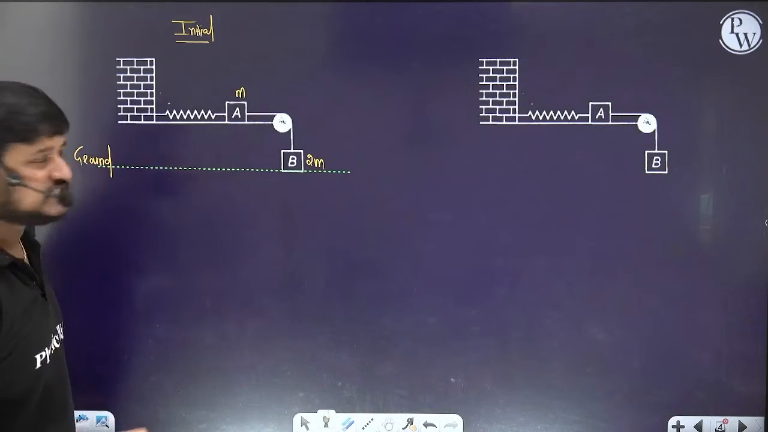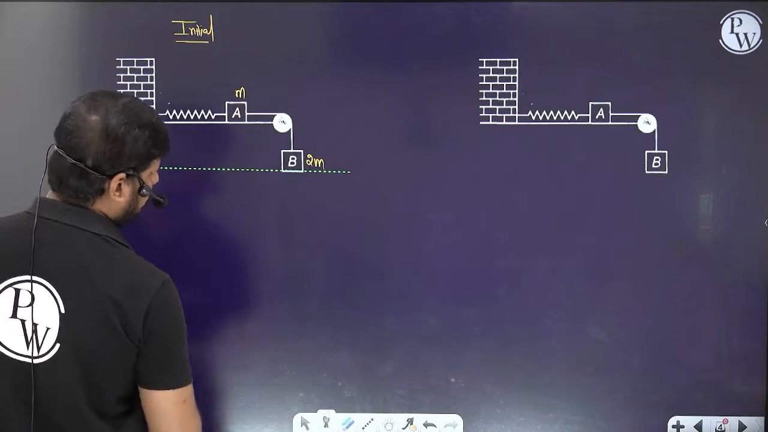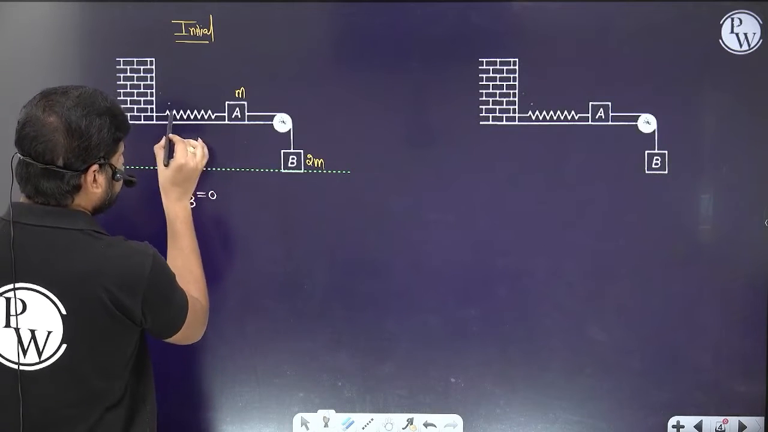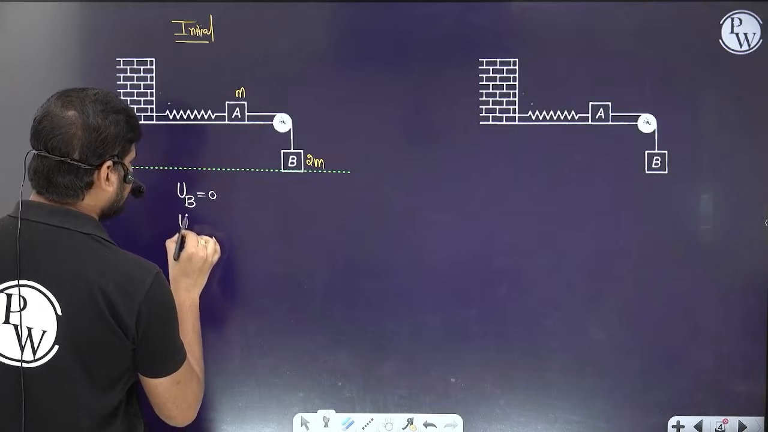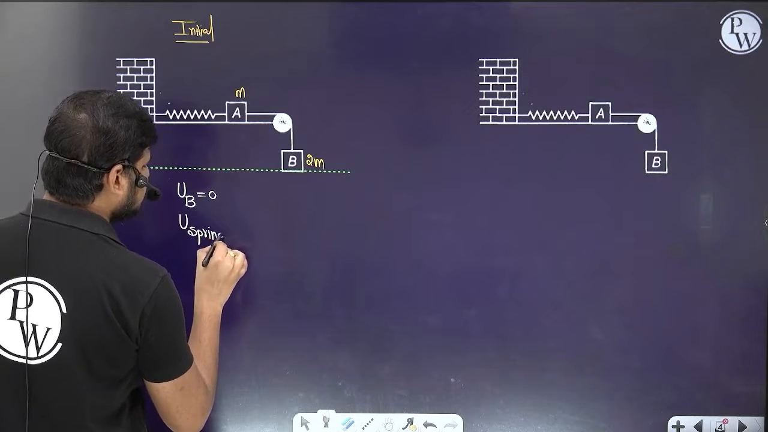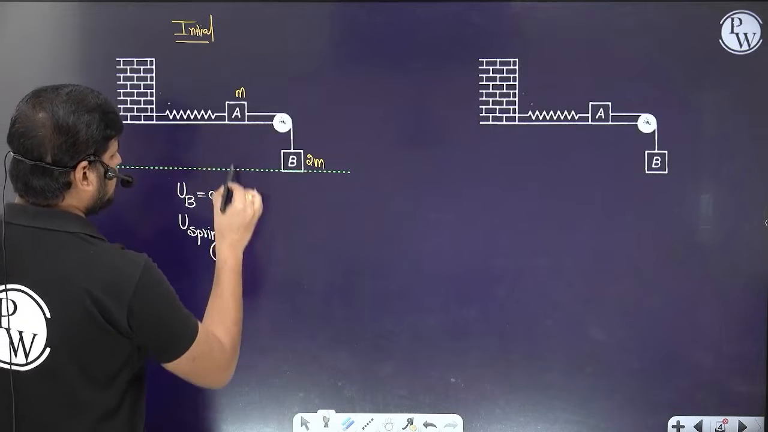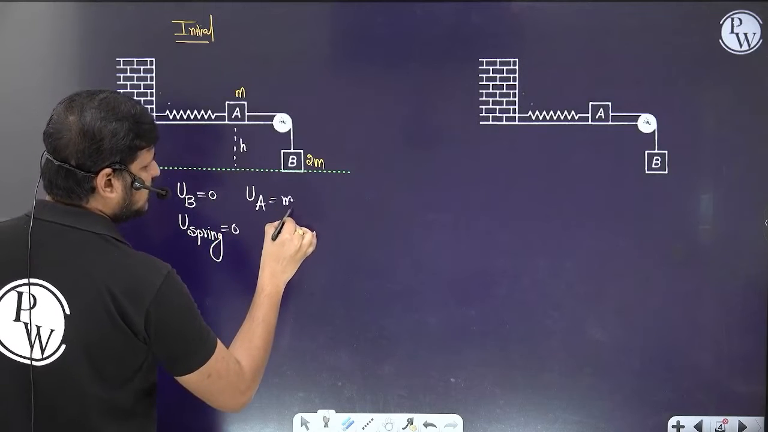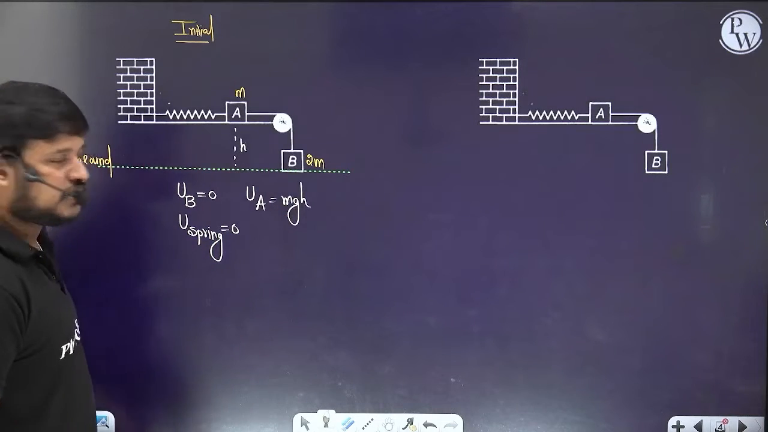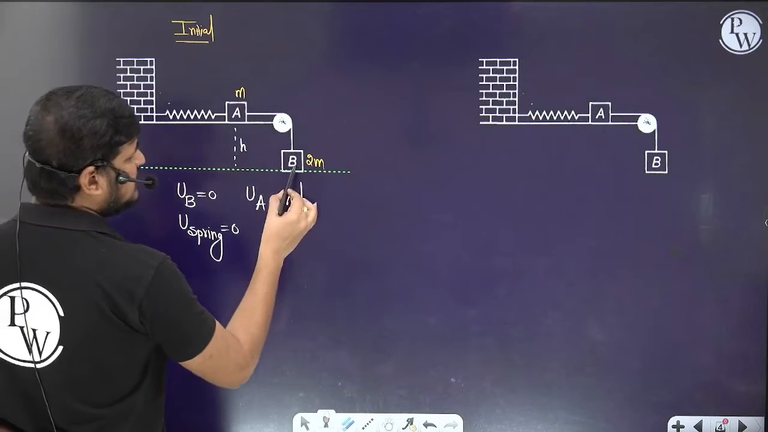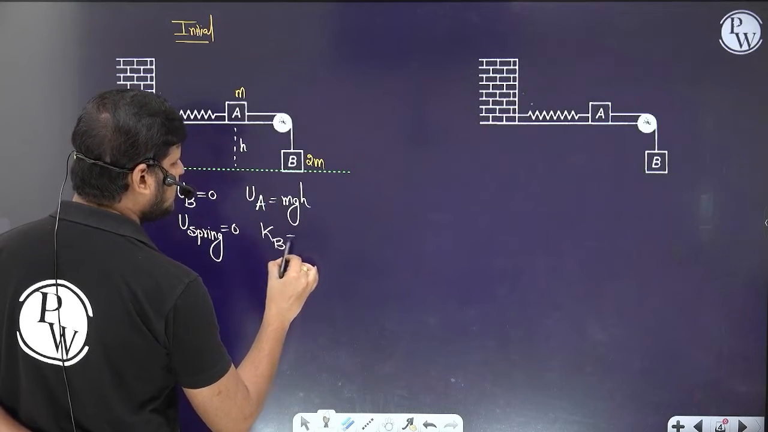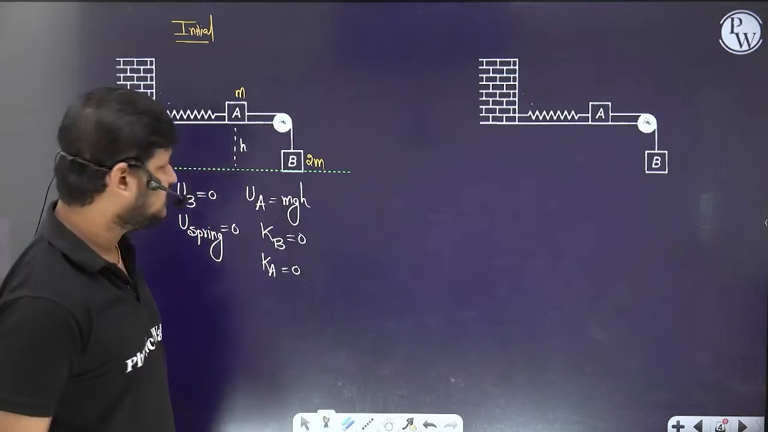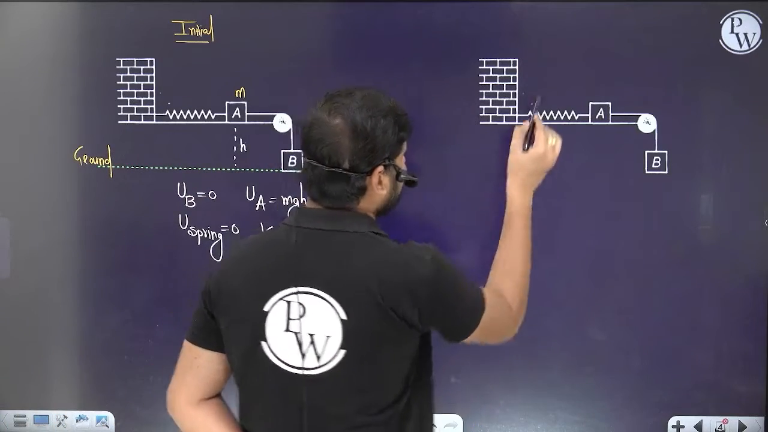Now try to understand what energies we have. This block is on the ground, so the potential energy of block B is 0 initially, and the spring is unstretched, so the potential energy of the spring is 0. The block A is at a height, let's suppose some h, so its potential energy is mgh. Here it is at rest, so the kinetic energy of block B is 0 and the kinetic energy of block A is also 0. Is this part clear? Chalo, now come to the final scenario.